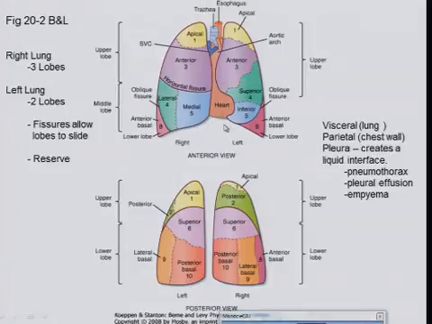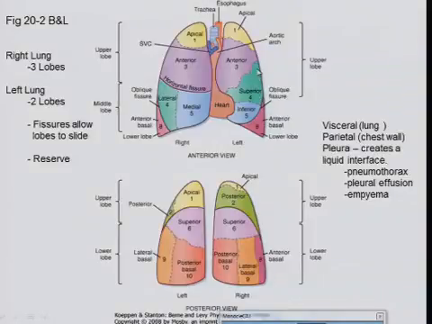Because the heart takes up space there, the lung volume on the left side is smaller. They actually say it's potentially about a 60-40 split. So you can see that the right lung is considerably larger than the left lung. And that's the general breakdown of the lobes.